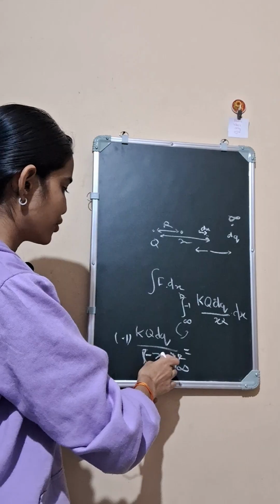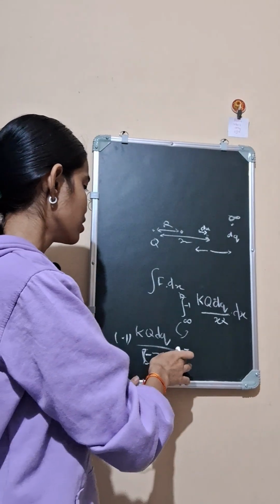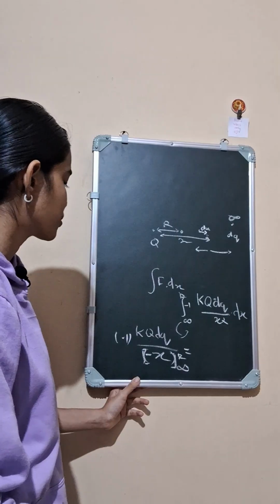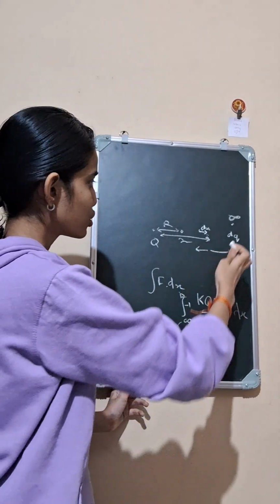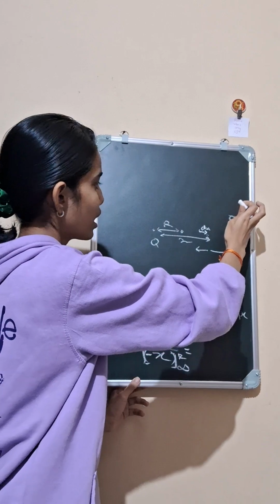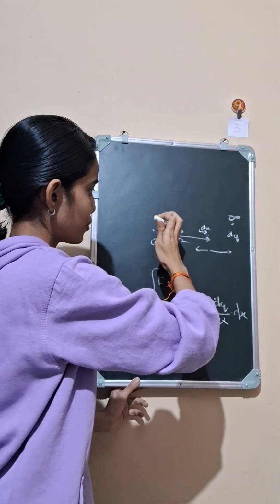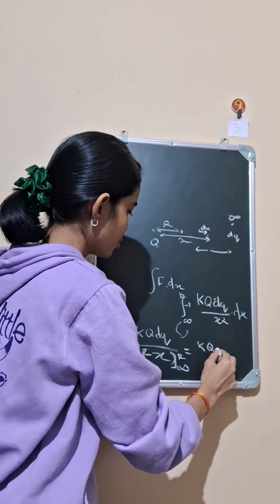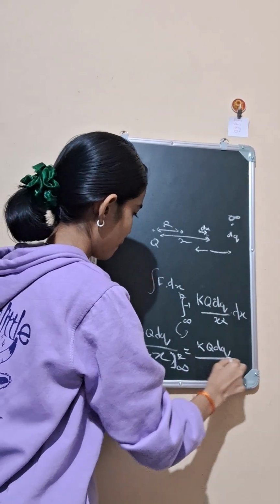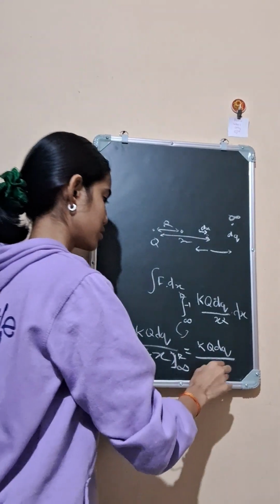So now finally we will get 1 by infinity equals 0. So now by putting r, the work done to bring the charge dq from infinity to the position at distance r from the point charge q will be equal to kq dq by r, as the negative sign will cancel out and give us a positive result.